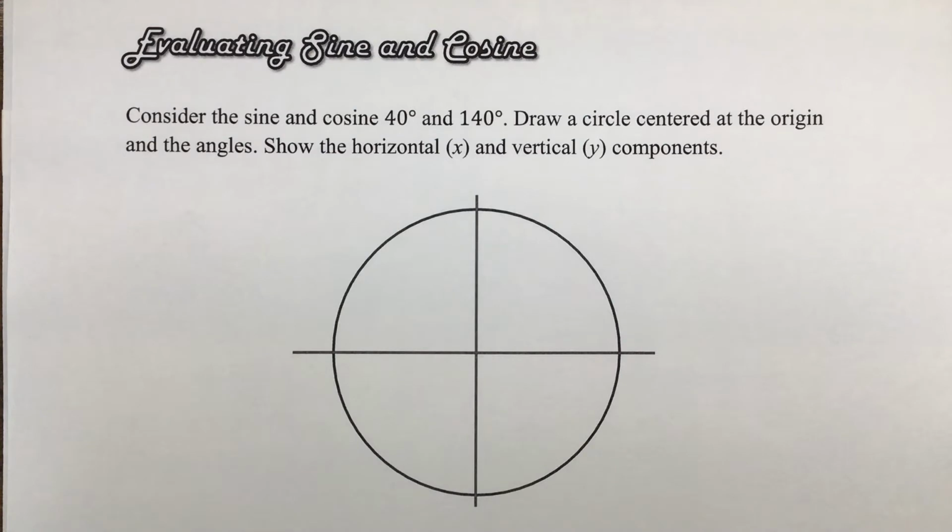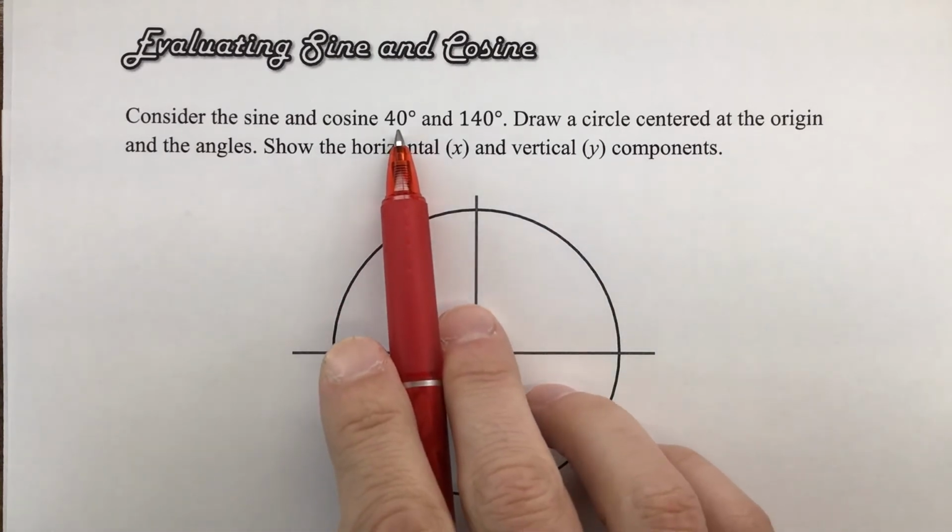We're going to begin with two angle measurements, 40 degrees and 140 degrees. And we're going to evaluate the sine function and the cosine function using those two angle measurements. But before we go to the calculator and type these in, what I want to do is create a diagram that shows these two angles. So we're going to start with a circle that's centered at the origin, which I already have a picture of here. And we're going to graph the 40 degrees.